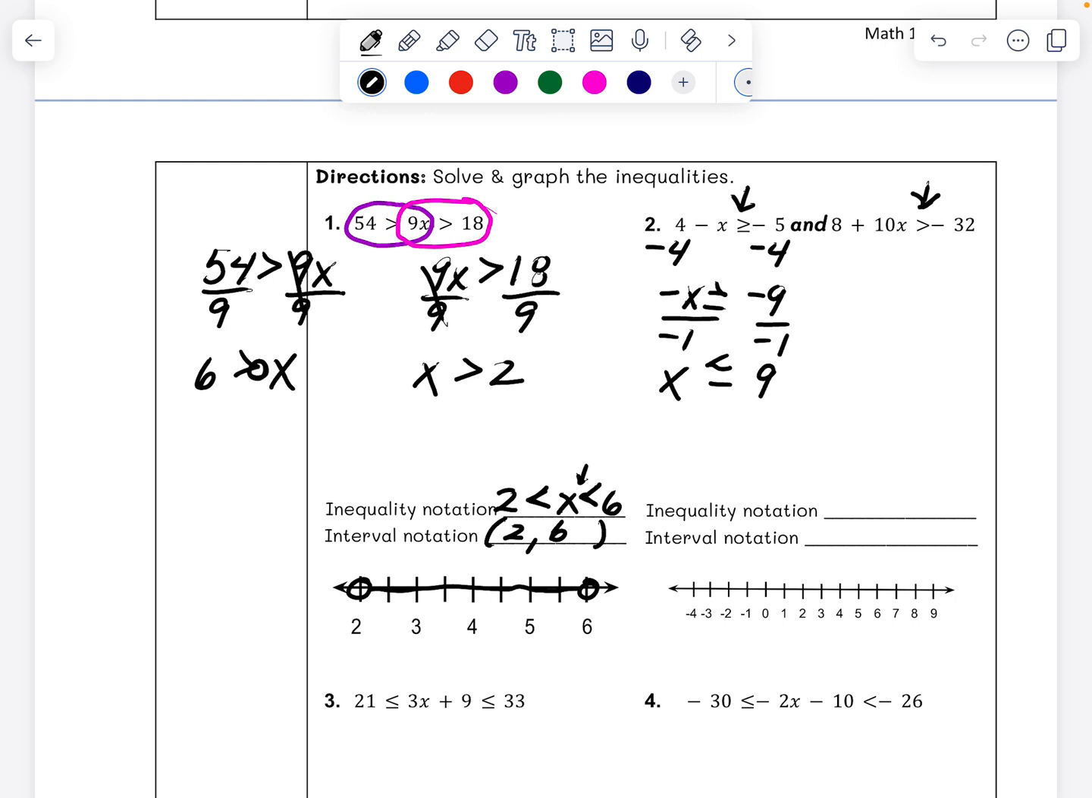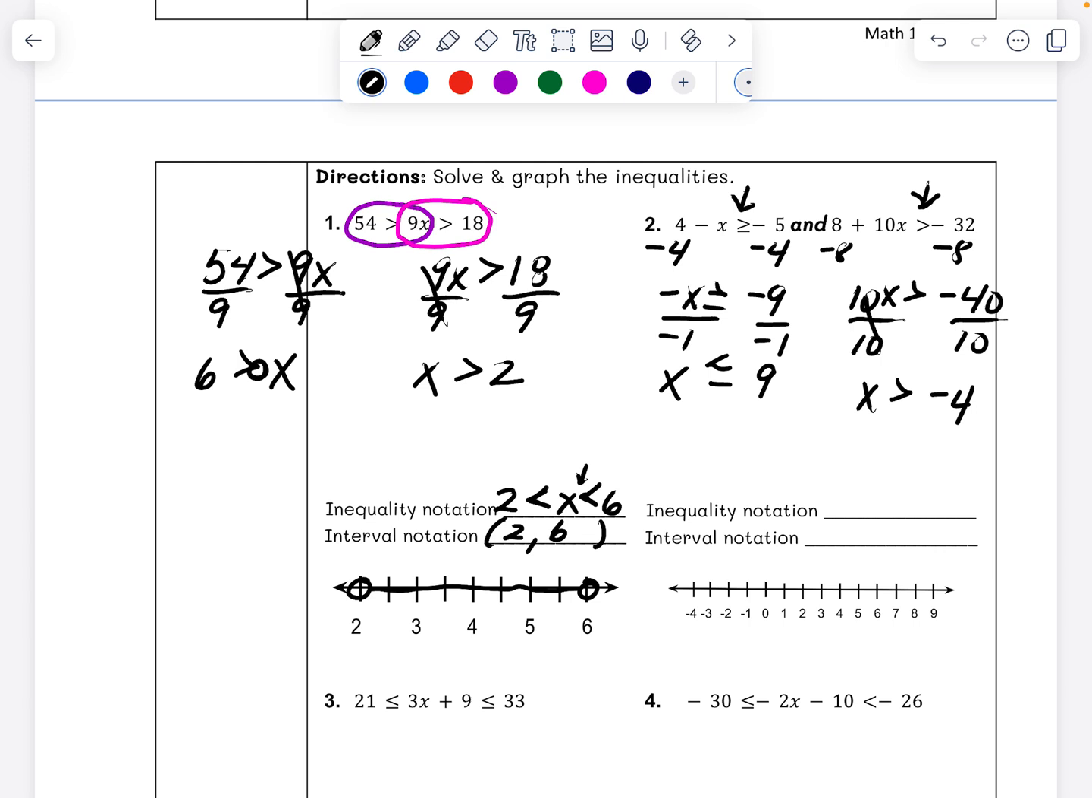Now, let's do the second one. So we're going to subtract 8 from both sides. We get 10x is greater than -40. We're going to divide each side by 10. We get x is greater than -4. All right, great. So x is greater than -4. x is less than or equal to 9.